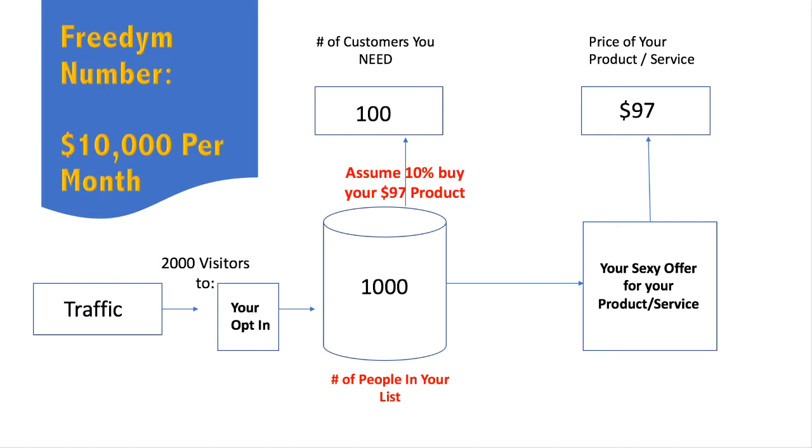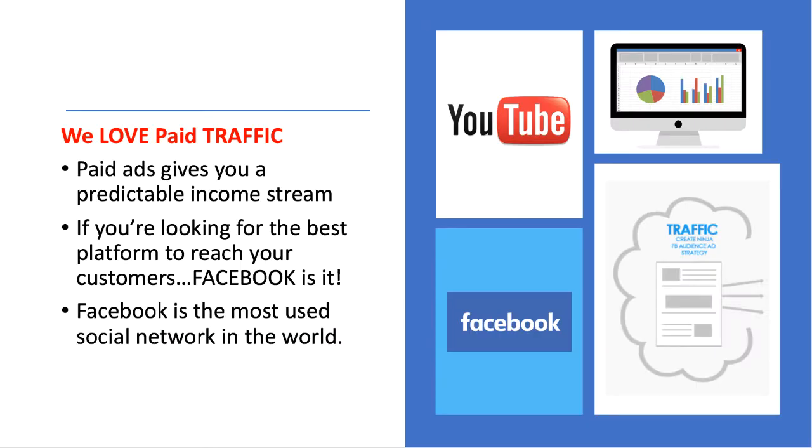In order to figure out how to achieve 10,000 per month, how many visitors do we need? We calculated that we needed 2,000 visitors in video 1. So now, how do we get those visitors? Well, we love paid traffic. Paid ads give you a predictable income stream.